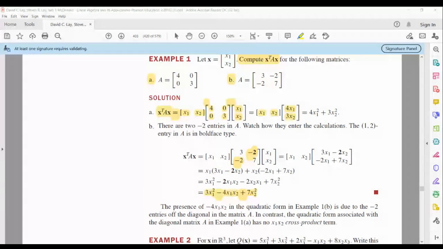But on part B, when you had non-zero entries off the diagonal, those -2s, you got a cross product term. Okay, so it's just an observation. That being said, let's continue on here.